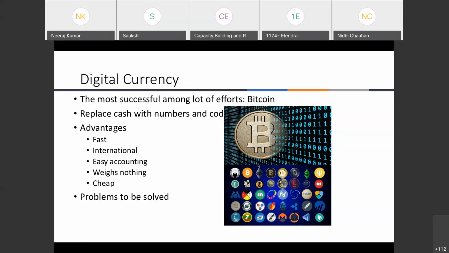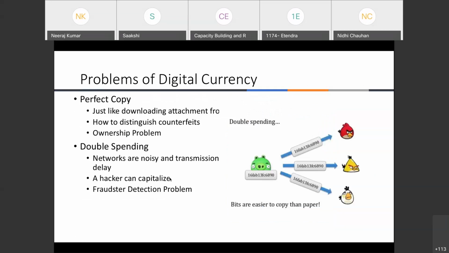and then transfer it to other persons in the equivalent form of cash in their own local currency. There are also problems with digital currency. It may involve double spending, that is, networks are noisy and transmission in this case, so a hacker can capitalize on this. There may also be fraud detection issues and ownership problems, etc.